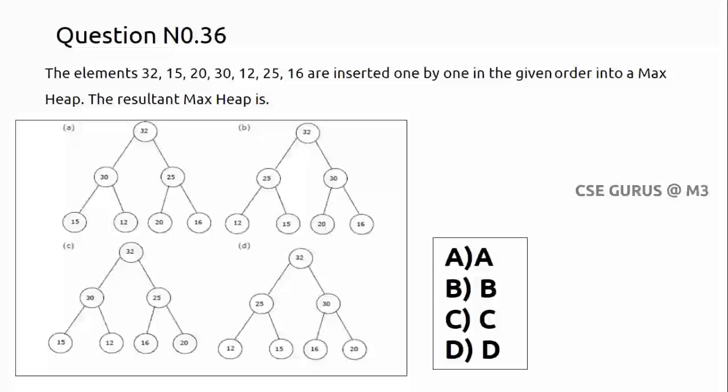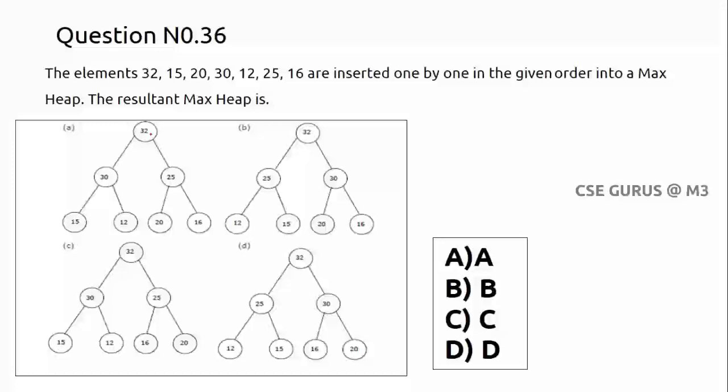Coming to question number 36. Here the elements are given. These elements are inserted one by one, in the given order, into the max heap. The property of max heap is that for every subtree, every descendant in the next levels must be lesser than the root node.